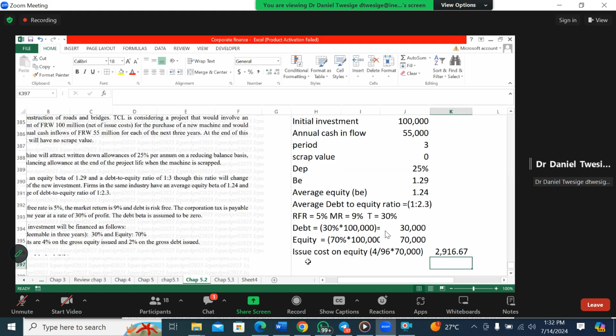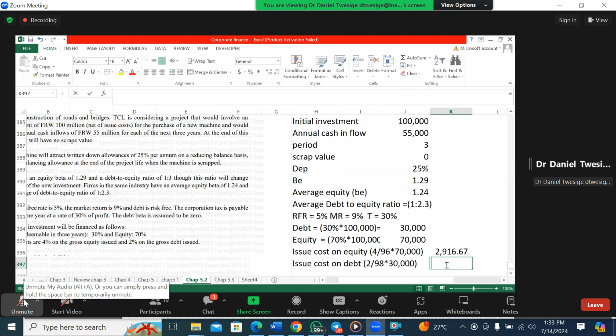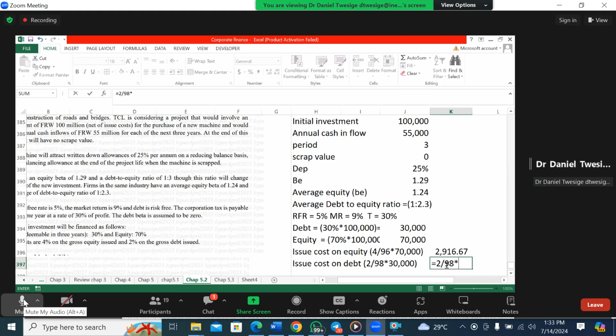And what's the each cost on debt? The each cost on debt is 2%. So it is going to be 2/98, then times 30. So it's going to be 2 divided by 98 times 30.